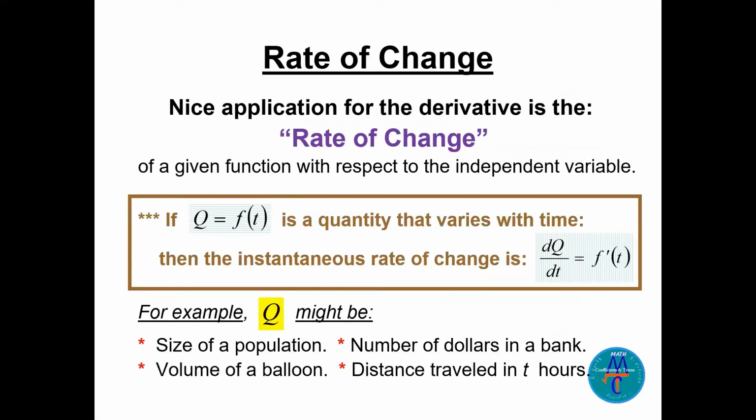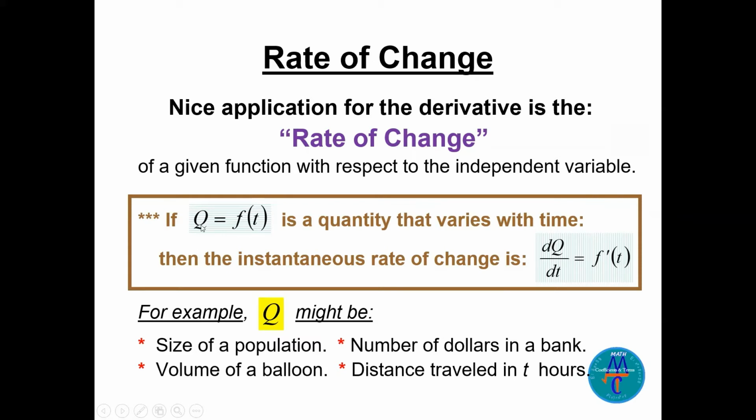The rate of change is a nice application for the derivative, the rate of change of a given function with respect to an independent variable. Suppose we have q of t is a quantity that varies with time. Then the instantaneous rate of change will be dq over dt, which is f prime at t.